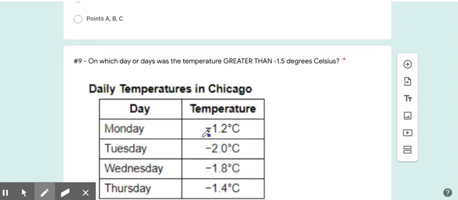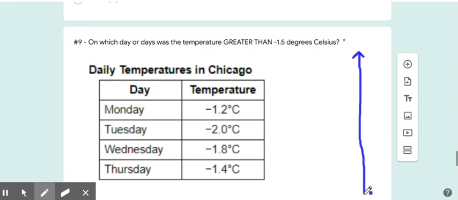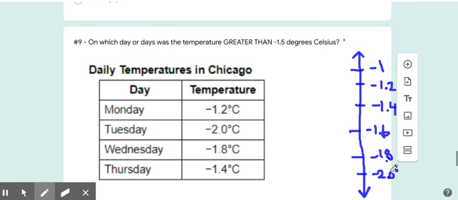Number 9, on which day or days was the temperature greater than negative 1.5? So we're talking about temperature. Anytime we talk about temperature, I've always taught you to draw a vertical number line. Okay, so let's say this is negative 1. And let's go down by 2 tenths. So negative 1.2, negative 1.4, negative 1.6, negative 1.8, and then I have negative 2.0 or negative 2.